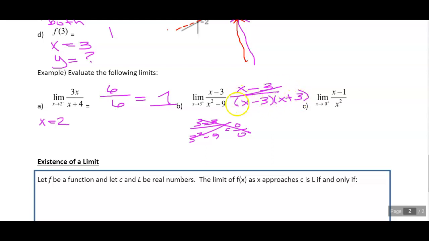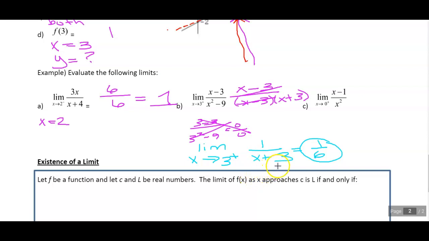So once I reduce, then I can go back, and we still have our limit here because we have not evaluated it, and I get 1 over x plus 3. Then I can try substitution. If we plug in just regular 3, it's not undefined, so it's going to be 1 over 6.